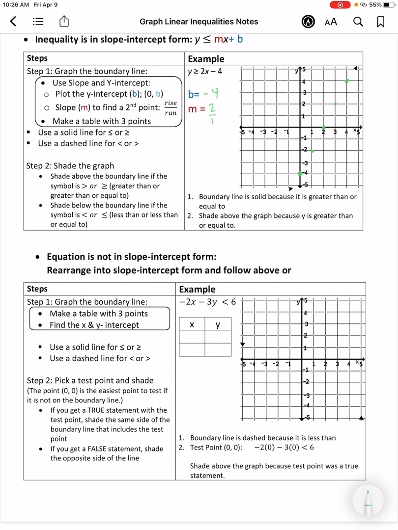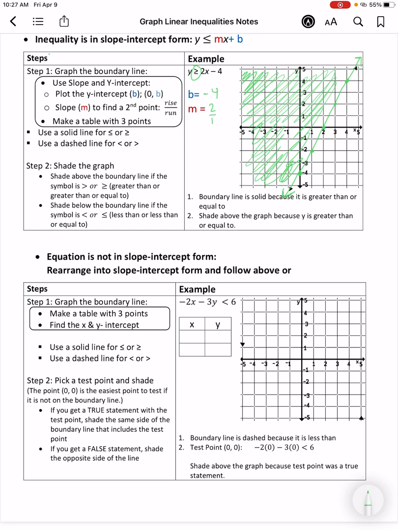Here, our symbol, if you look at it, says greater than or equal to. So that means that my line needs to be solid. So I'm going to draw a solid line that cuts through all those points, and it covers the entire part of the graph that I can see. Okay, so our solid line there, and then next we're going to shade the graph. And so our boundary line's solid because it's greater than or equal to, and then we're shading above the graph because it says greater than. So then my solution would be any point in this space along with any point on that line. So it's as simple as that.